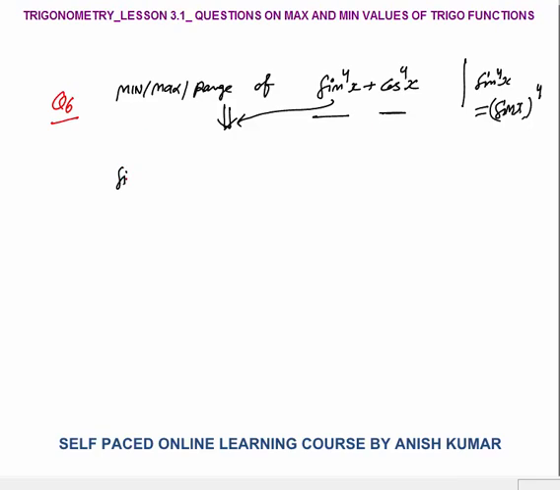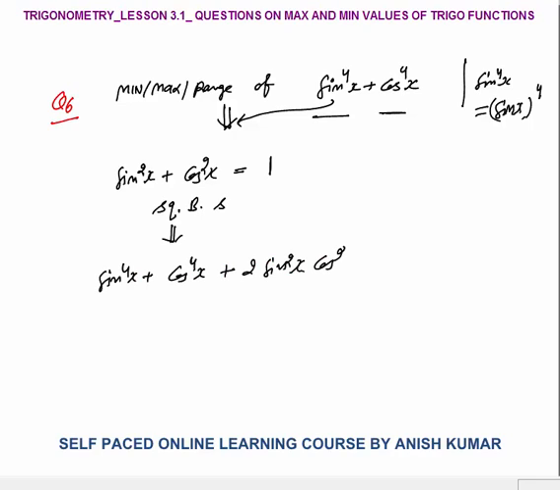What I will do, I know that sine square x plus cos square x equals 1. Square both sides. Squaring both sides, what we get? Sine power 4x plus cos power 4x plus twice of sine square x cos square x equals 1. This is what we need. So sine power 4x plus cos power 4x equals 1 minus twice of sine square x cos square x.